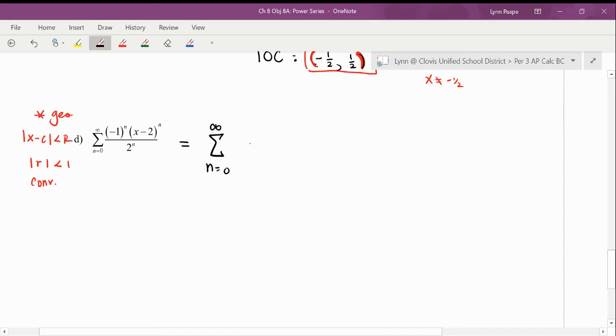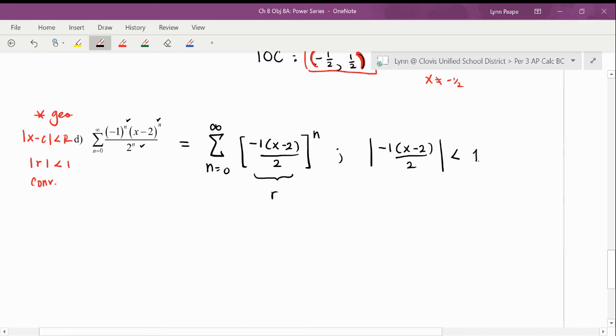So all of these are to the n power. So that means I can put all of these bases as one quantity to the power of n, right? So these are all to the power of n. So I just took all of the bases and rewrote it. And so then I know that the absolute value of the ratio, so here's my ratio, because that's what's being raised to the n power, so the absolute value of that needs to be less than 1 in order for the series to converge.